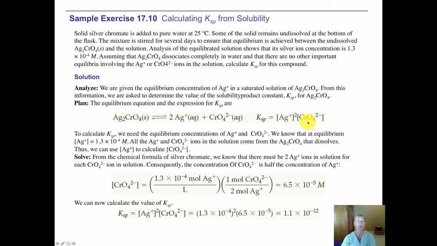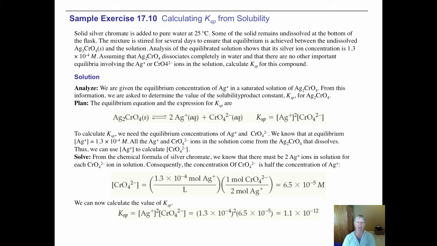Now, what do we know? We know that the concentration of the silver ion is 1.3 times 10 to the minus 4. So whatever amount of silver you have, you're going to have half the amount of chromate ions. Notice that they are in a 2 to 1 or 1 to 2. So whatever concentration of silver you have, you must divide by 2 to find the concentration of chromate. That work is being shown right here. Here is the silver ion concentration, literally being divided by 2 or multiplied by 1 over 2 for the molar ratio. And now we have the chromate ion concentration.